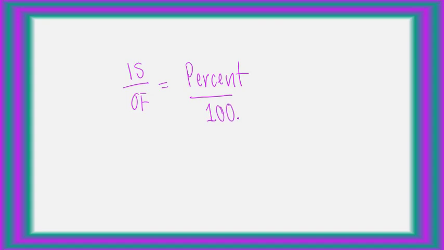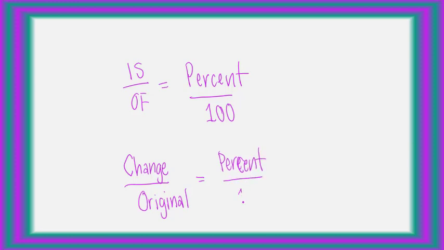But what happens if we're looking at either a price increase, price decrease, population increase, population decrease? We're going to look at change divided by original equals percent, still divided by 100. So these are the two formulas that I want to keep in your mind as we go through a couple of examples.